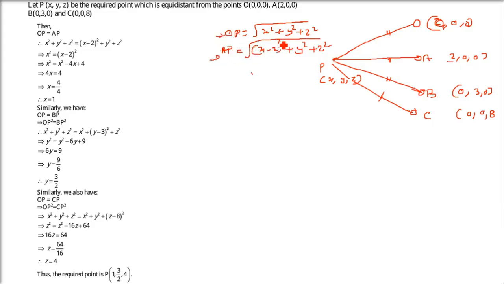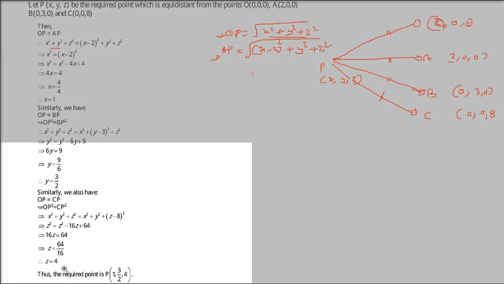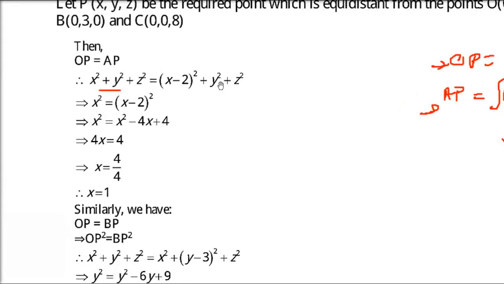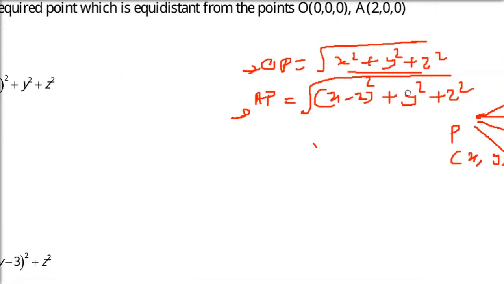In fact, all the distances are equal. So just equate this. I'm just squaring it. OP square and AP square. So X square plus Y square plus Z square is equal to X minus 2 whole square plus Y square plus Z square. Now why this question is strategically being made? You see, Y square Z square will get cancelled, and you will get the value of X directly. You got the idea? X is 1.